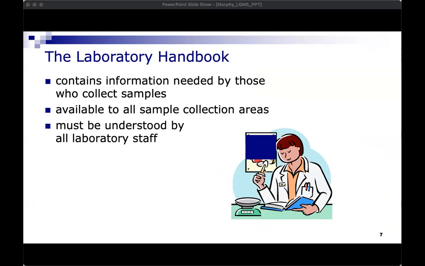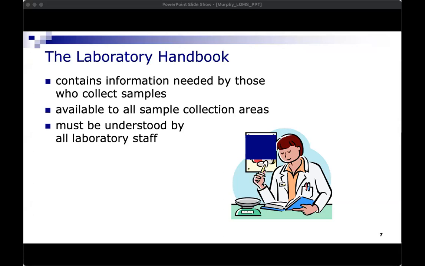So this should contain information that is needed by those who collect the samples and should be available at all sample collection areas, and it has to be understood by the lab staff so that they can be available to answer questions. This is a really helpful tool because in the lab, we want everything to be standardized, right? We want everything to be done in the exact same way every time so that no one has to guess on the correct way to do something and we don't have variability in the way things are done. So the lab handbook puts all the necessary information in one accessible place for the people that need it.